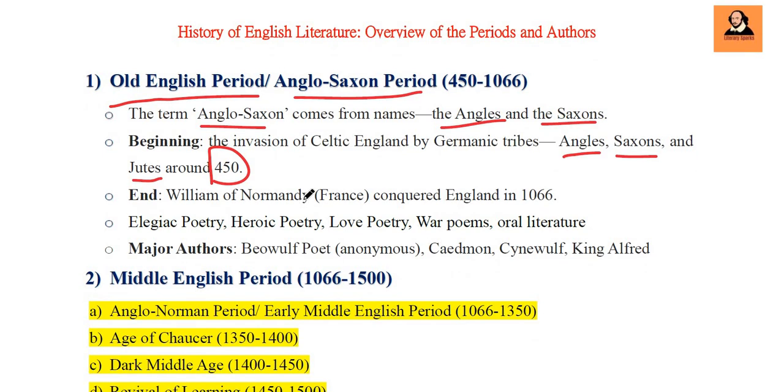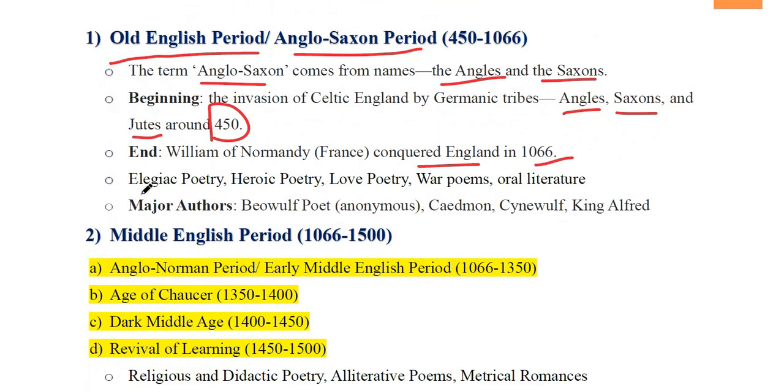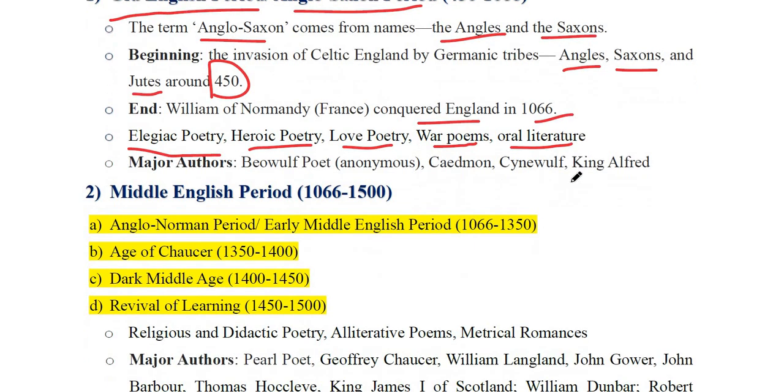And where did it end? It ended in 1066 when William of Normandy from France, who is also known as William the Conqueror, conquered England. At that time it ended, and the major features of this Old English period were that it was dominated by elegiac poetry, heroic poetry, love poetry, war poems, and of course it was dominated by oral literature.